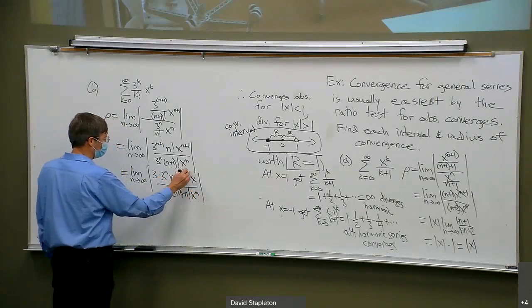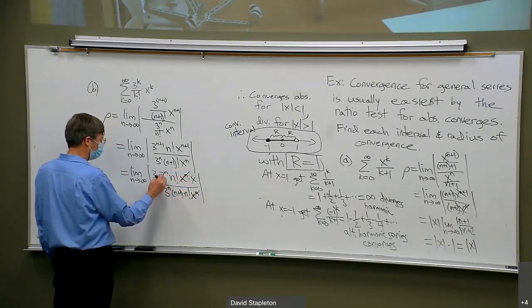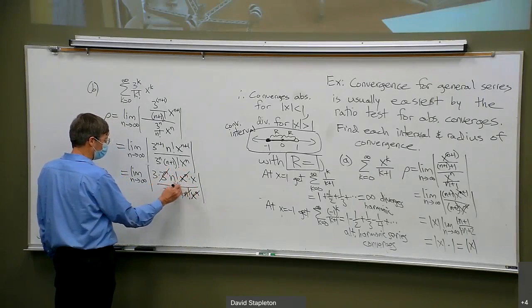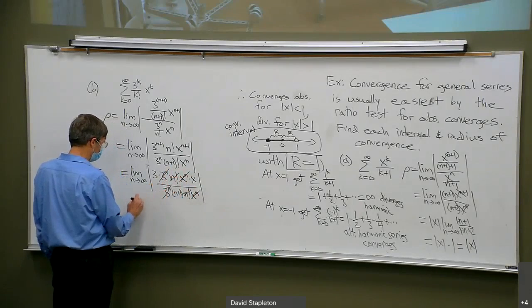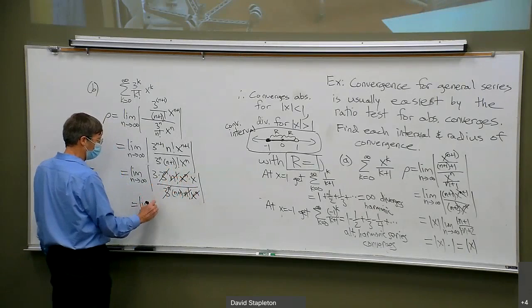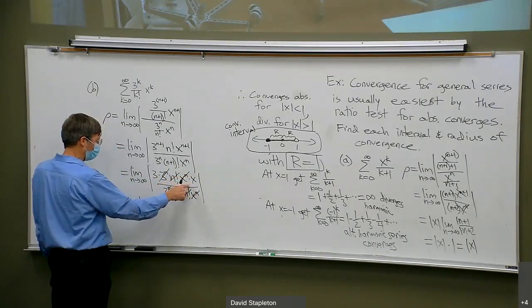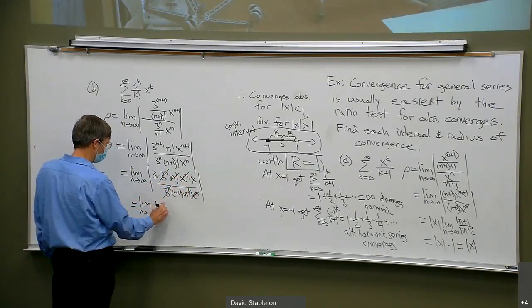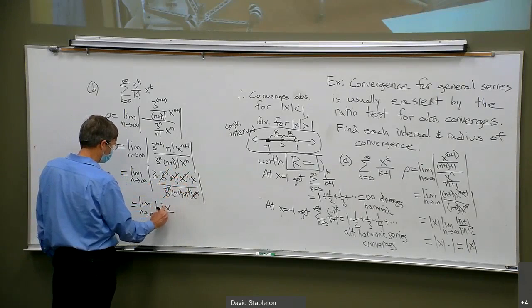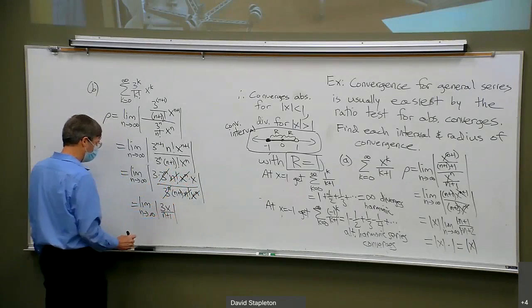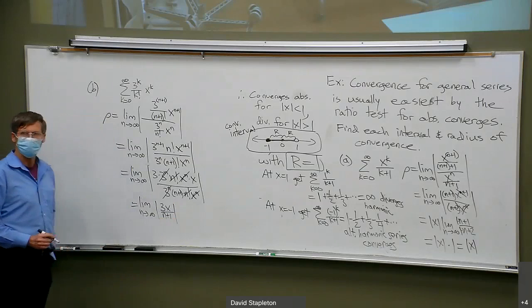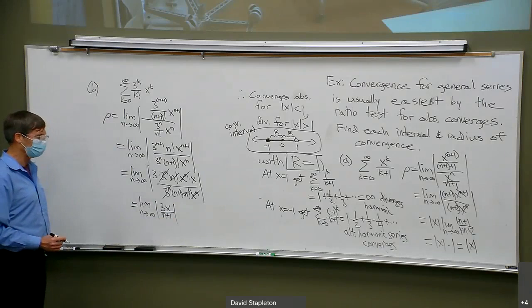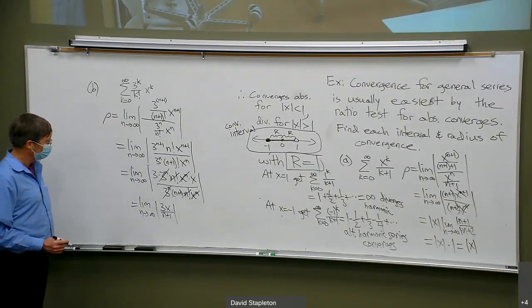Now things cancel. x to the n cancels x to the n. 3 to the n cancels 3 to the n. n factorial cancels n factorial. And I have the limit as n goes to infinity of absolute value of 3x over n plus 1. What's that? This is actually easy once you know what you're doing. But the trick is saying it.